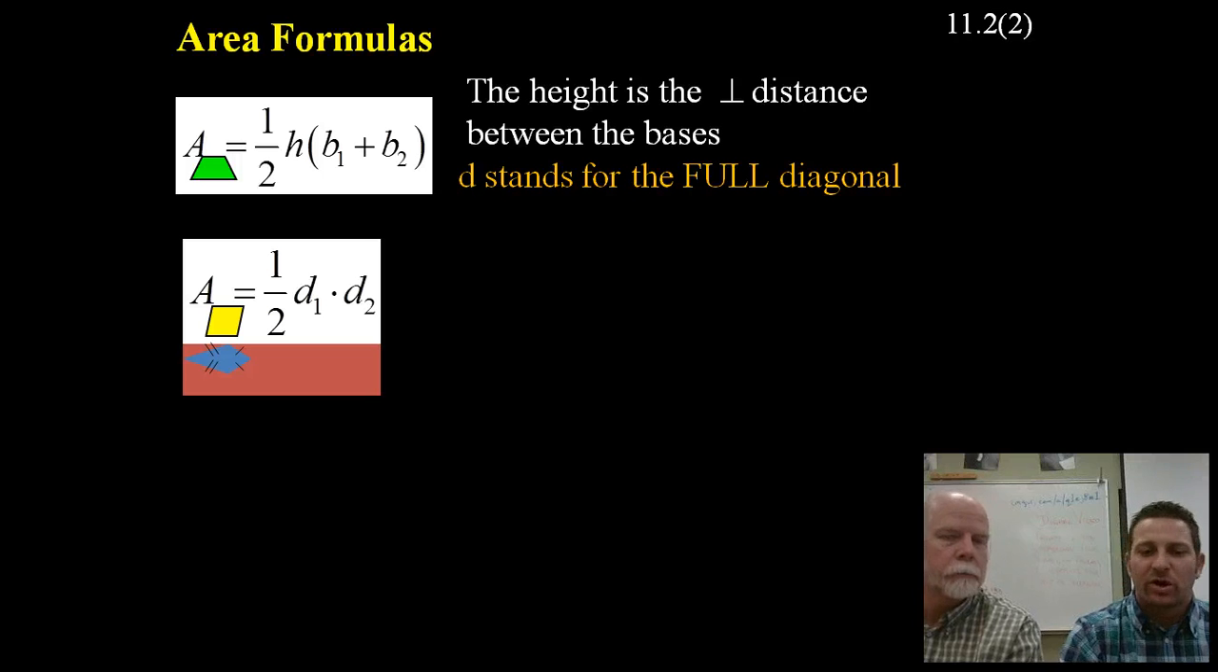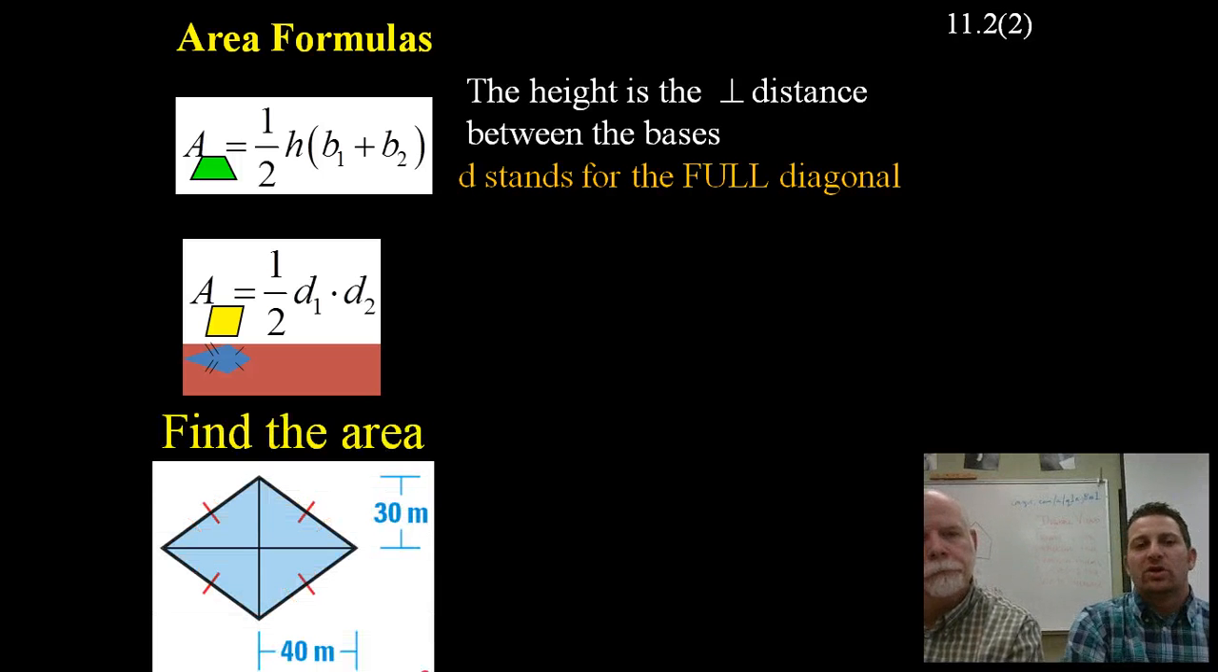Well, here are a few examples of them. Here we have a rhombus. We can tell it's a rhombus because all four sides are the same.